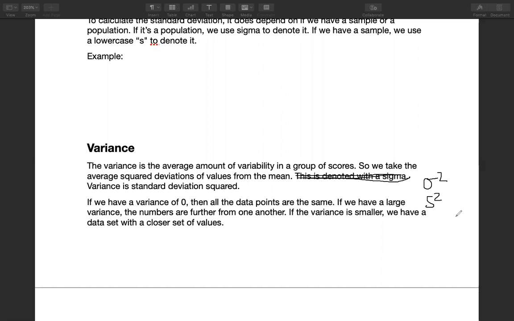So it does depend on if we're dealing with a sample or a population and what we'll use to denote variance. And then if we have a variance of 0, then that means all data points are the same. If we have a large variance, that means our numbers are farther from one another and further away from the mean. If the variance is smaller, then we have a data set with closer set of values that are also closer to the mean. So both variance and standard deviation are related. There are formulas that you can find online if you ever wanted to solve them by hand, so you can always look for those online.